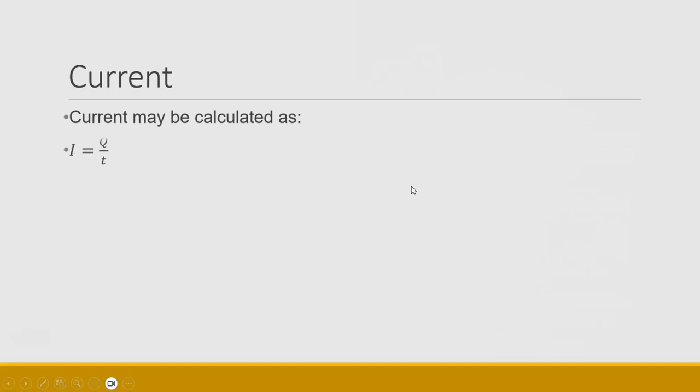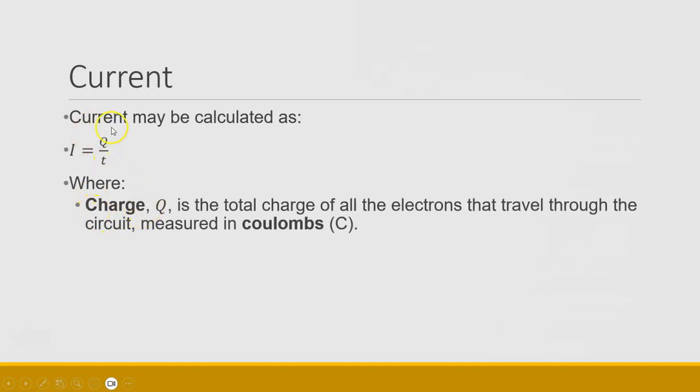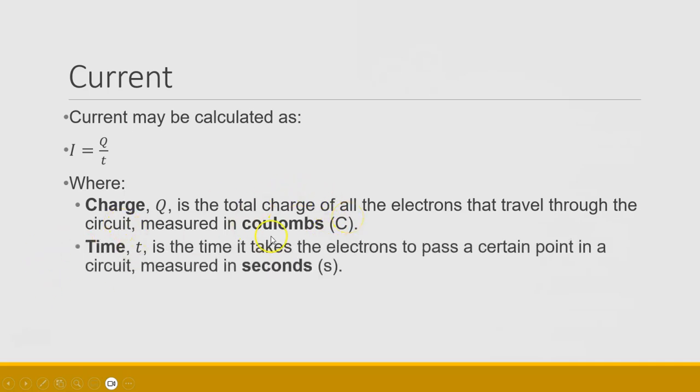Current may be calculated as I equals Q over T. And it is in this formula that we can find the definition. It is the rate of the flow of charge, where charge, Q, is the total charge carried by the electrons that are moving through the conducting wire. And remember that charge is measured in coulombs. T is the time that it takes the electrons to pass a certain point in a circuit.